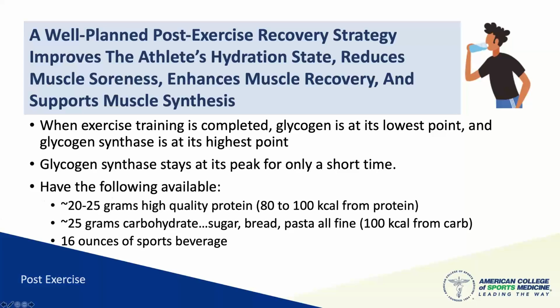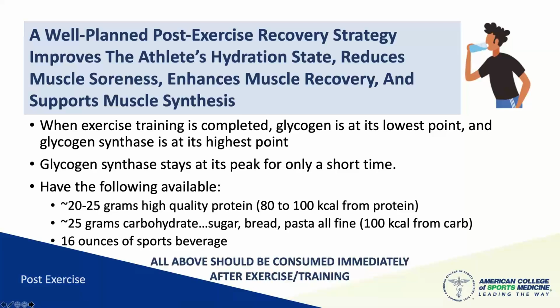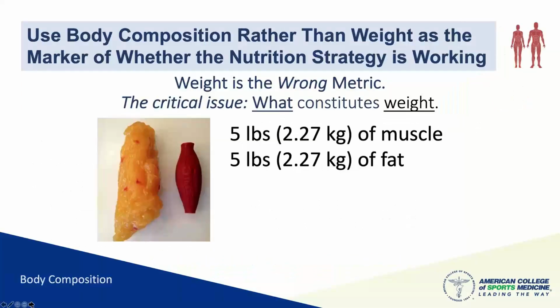So have the following available. 20 to 25 grams of high quality protein, 25 grams of carbohydrate, in other words, about 100 calories of each, and fluid right away. And then after that, you go on a frequent eating and drinking schedule as well. But having that available immediately afterwards ends up being very important to maximize the benefit from the physical activity which is being done.